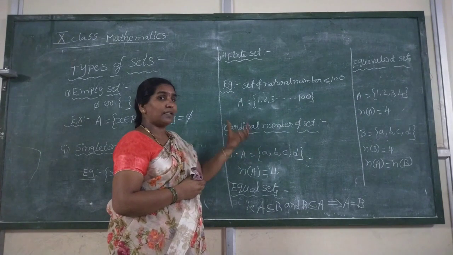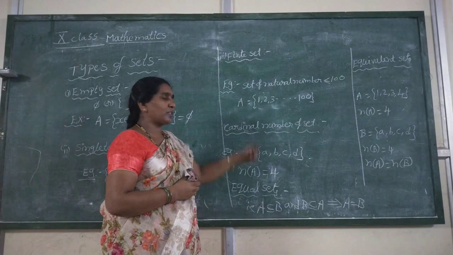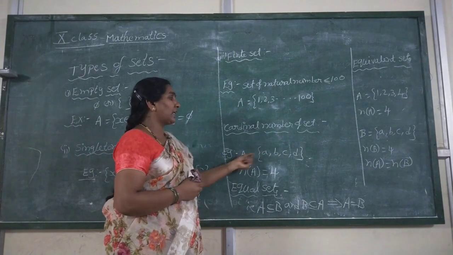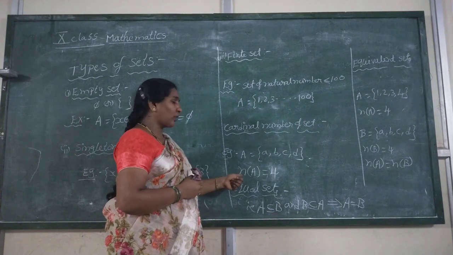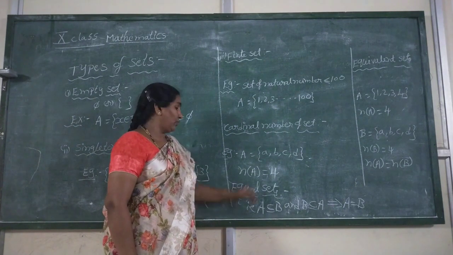What is the meaning of cardinal number? The number of elements present in a set is called the cardinal number. The set A contains 4 elements, that's why we write n(A) equal to 4.